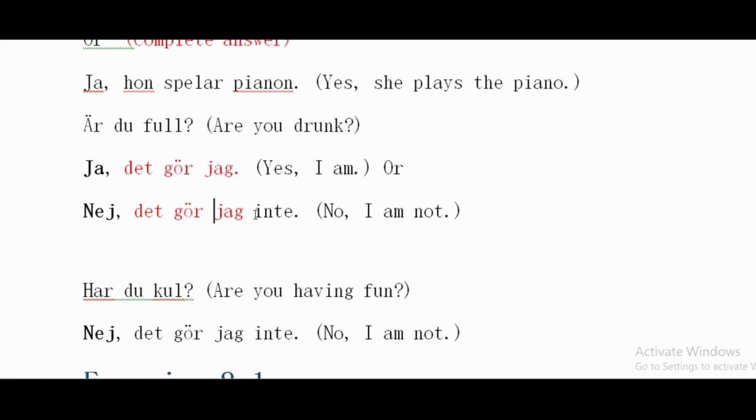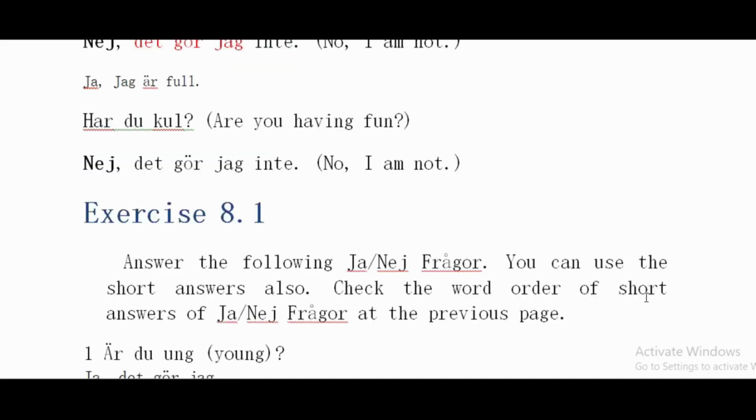So these are fixed expressions. You shouldn't worry about that. "Det är" plus subject, and before that, we have "ja" or "nej". You can also write a complete answer here if you want, that is "ja, jag är full". Yes, I am drunk. So it's up to you which one you want to use. This is another way to reply to yes/no questions. "Har du kul?" means, are you having fun? "Nej, det har jag inte." No, I'm not having fun. "Det har", and we place "jag" here because the second person is now speaking. It becomes the first person at the moment.